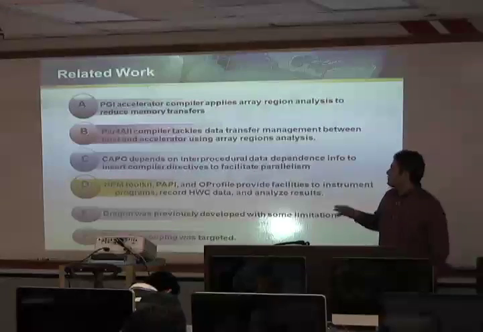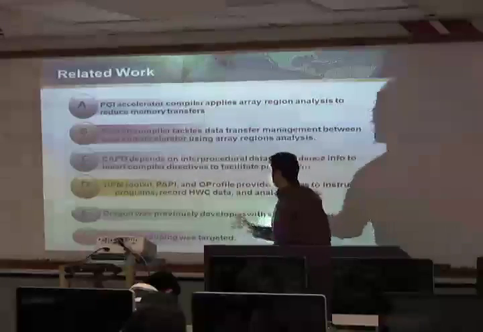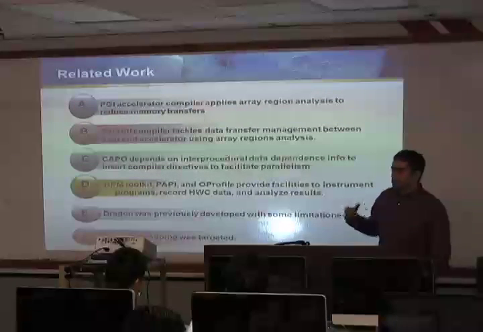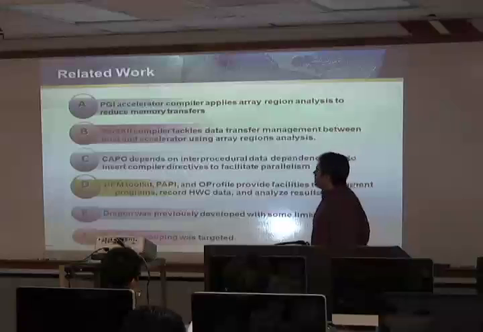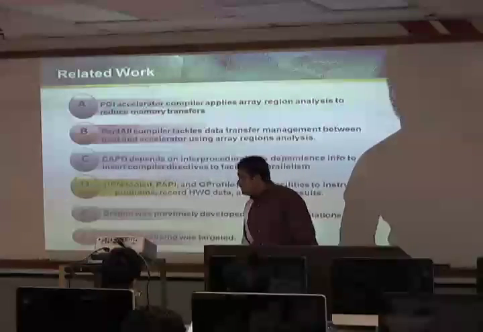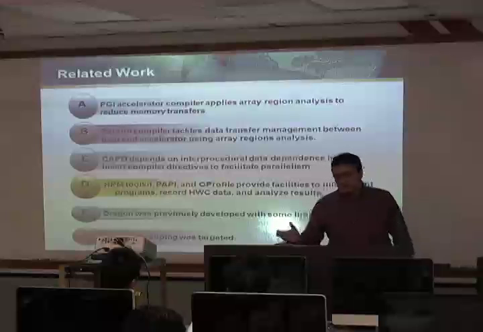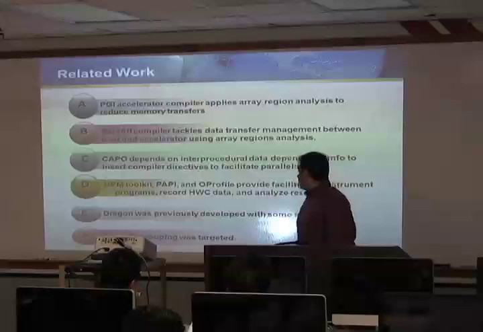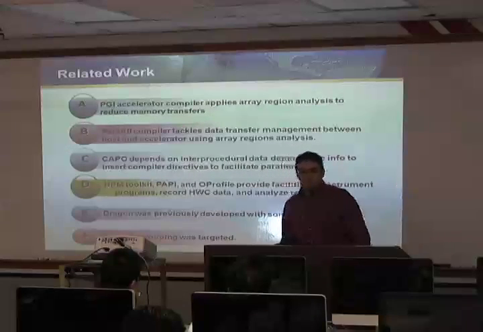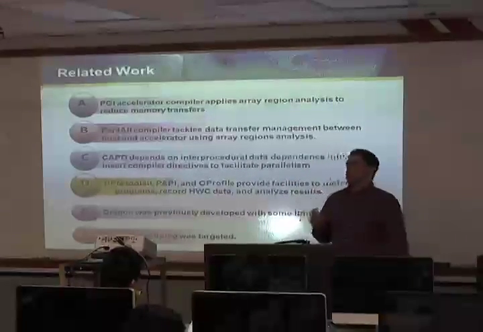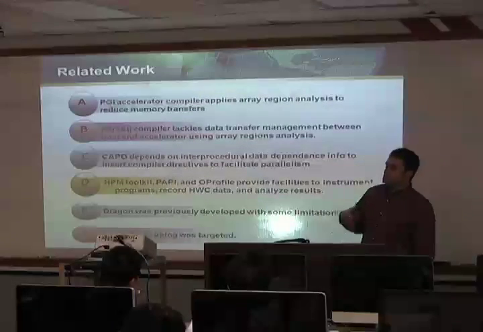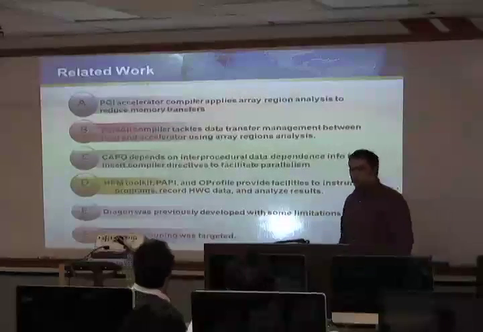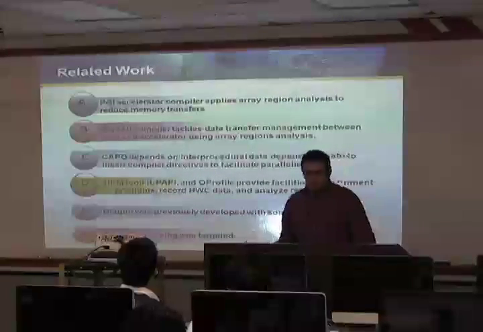The related work is categorized based on our motivation. PGI accelerator and other compilers exploit array analysis to reduce data movements. CAP, which is the compiler-aided parallelizer optimizer, automates the insertion of compiler directives using array analysis. Different tools such as PAPI and Dcoprofile record hardware counts of data, but they operate at a low level where arrays lose their structure. And finally, Prism was previously developed in our group but it didn't support array analysis.